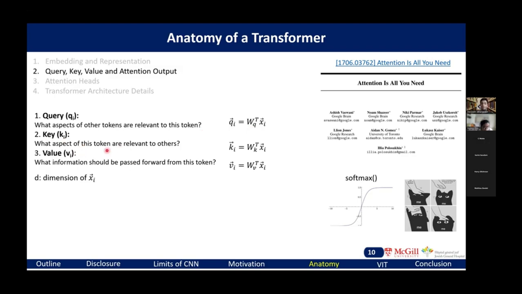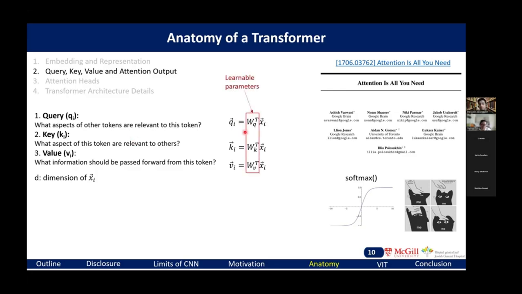Key is basically what I have. It's the information in xi, and it says what aspect of my token is related to the others. And value is another vector, and this describes what information I should care about coming from this token. These three concepts are very important. Query asks what other tokens are relevant to this token. Key says what aspects of this token are relevant to the other tokens, and the value says what information from this token I should pass on, or pay attention to, basically.